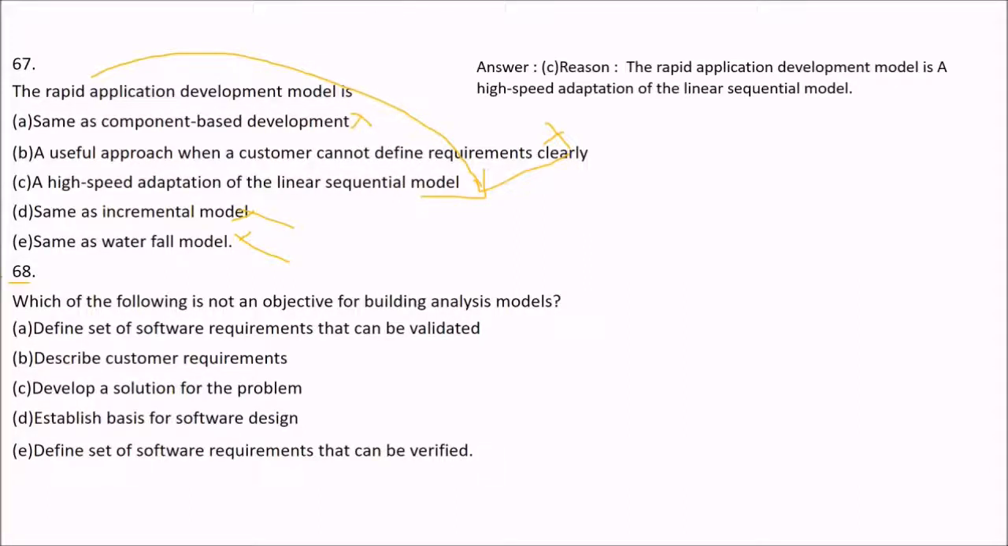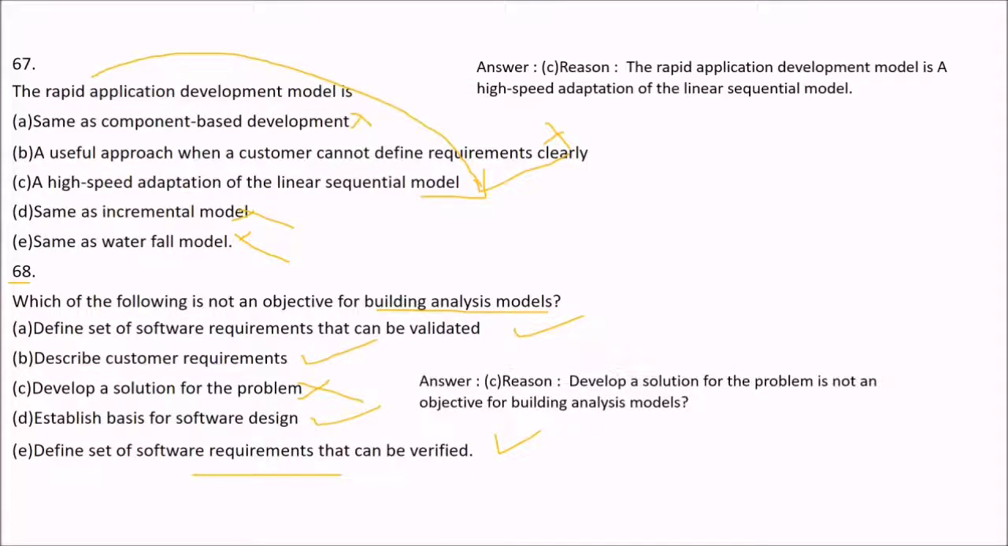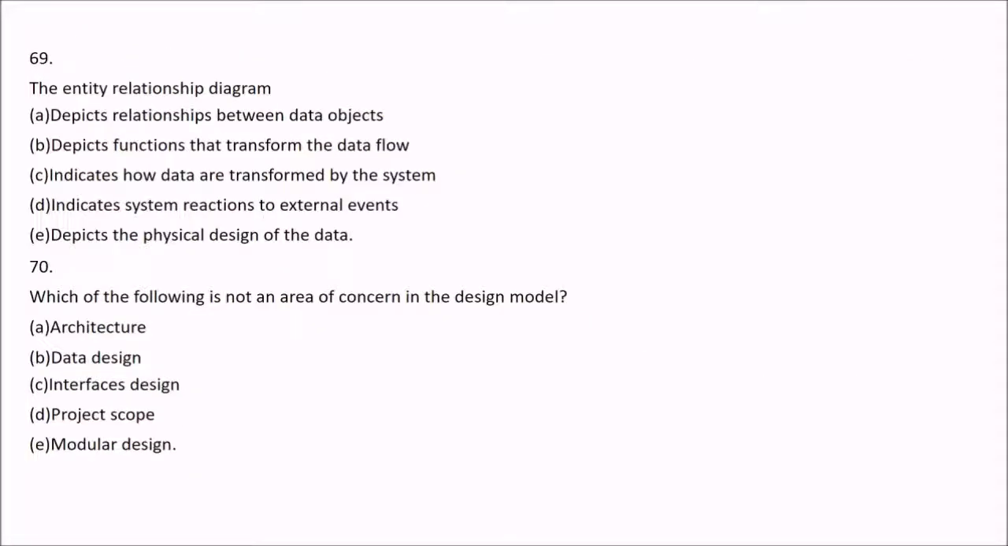68. Which of the following is not an objective of building analysis models? Building analysis model, which is not. So we are on 68. Define a set of software requirements that can be validated: this is an objective. B, describe customer requirements: this is also an objective. Develop a solution for the problem: no, this is not an objective. Establish a basis for software design: this is also true. Define the set of software requirements that can be verified: this is also true. So our answer would be: develop a solution for the problem, which is not an objective of building analysis models.